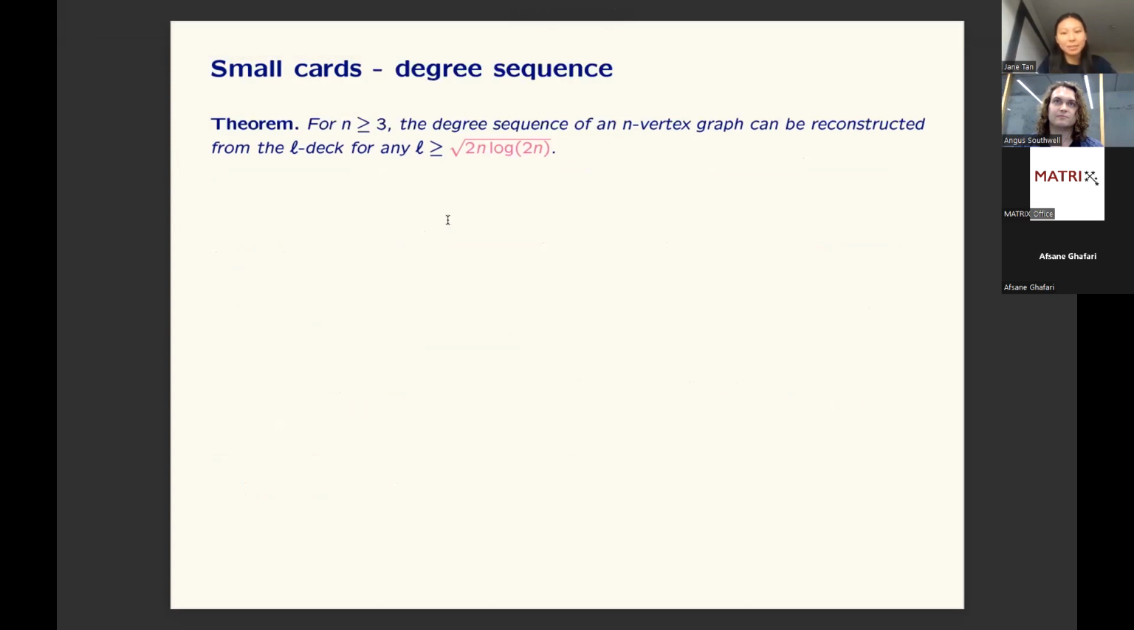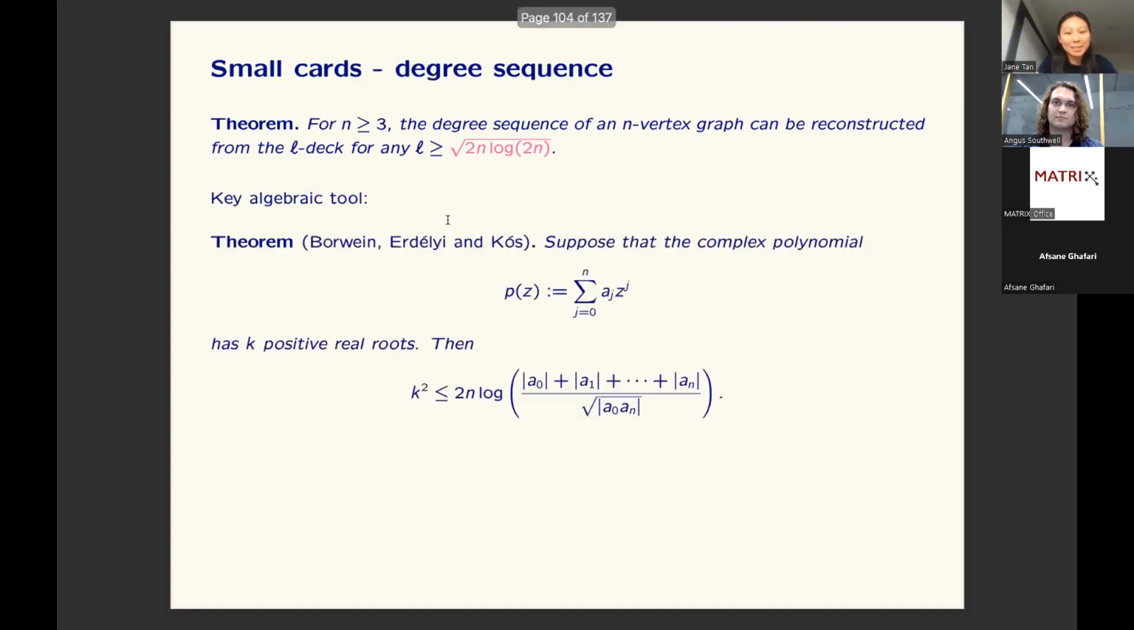The degree sequence of an n vertex graph can be reconstructed from L for any L at least roughly root n log n. So funnily enough, what we use here is an algebraic tool, and it's this theorem, which we shouldn't look too deeply into. It gives a bound on the number of roots of a complex polynomial, essentially a number of positive real roots. Just looking at this, it's quite surprising and really lovely that something like this could be used for reconstruction.